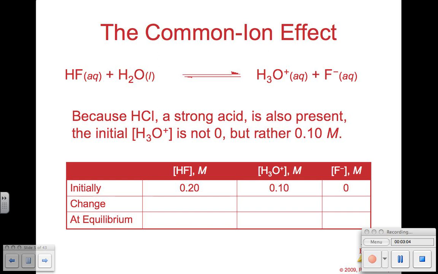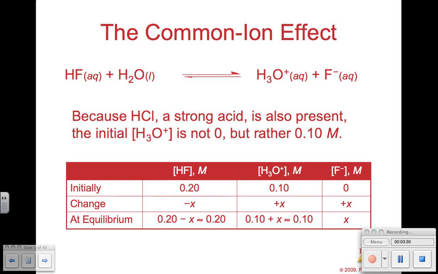So now, rather than the H3O plus just being 0 and using Ka to solve, we have to keep in mind that we already have hydronium ions, so we're probably not going to see as much fluoride ion as we would have. So we're still using that X value, because we're going to have a loss and a gain in this situation, and so we're going to solve for these values.